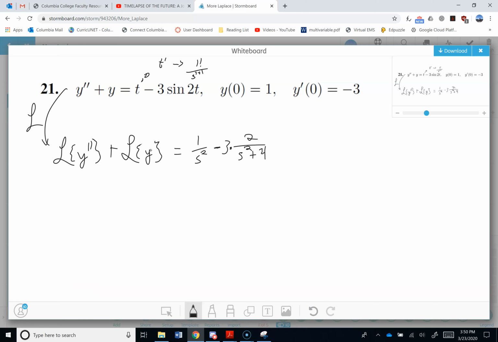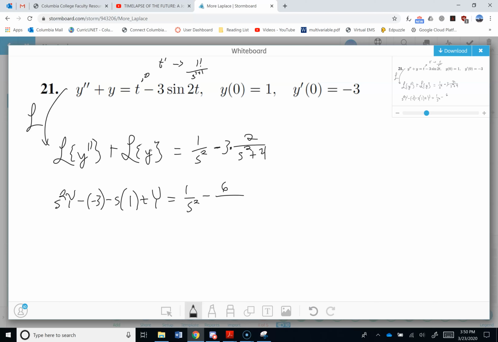All right. Hearing no objection, I'm going to put in my Laplace transform of y double prime, which is s squared capital Y, minus y prime at 0, which is minus 3, minus s times y at 0, which is 1. And then the Laplace transform of y is capital Y. Ah, shoot. You find your error? Yep. Well, probably the first of many, but you know.